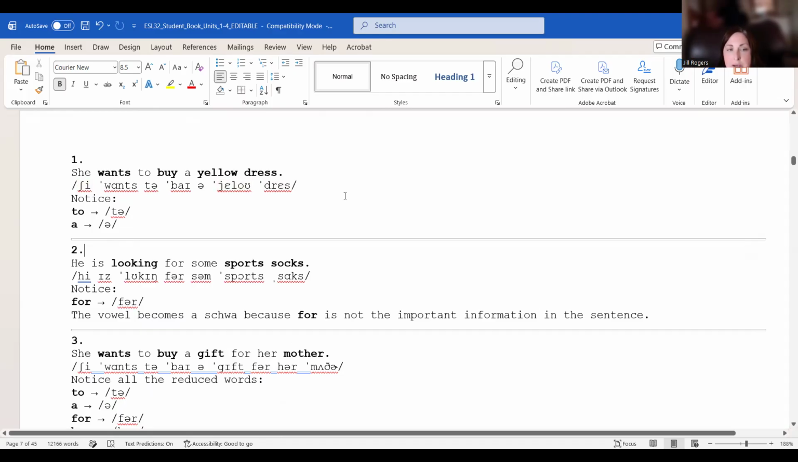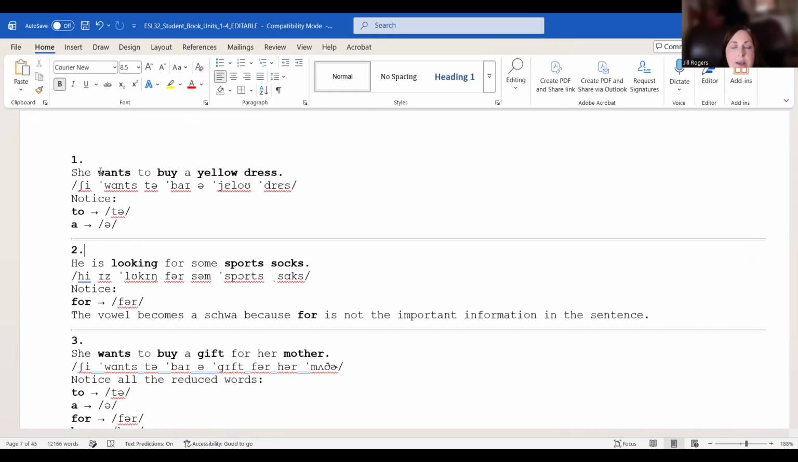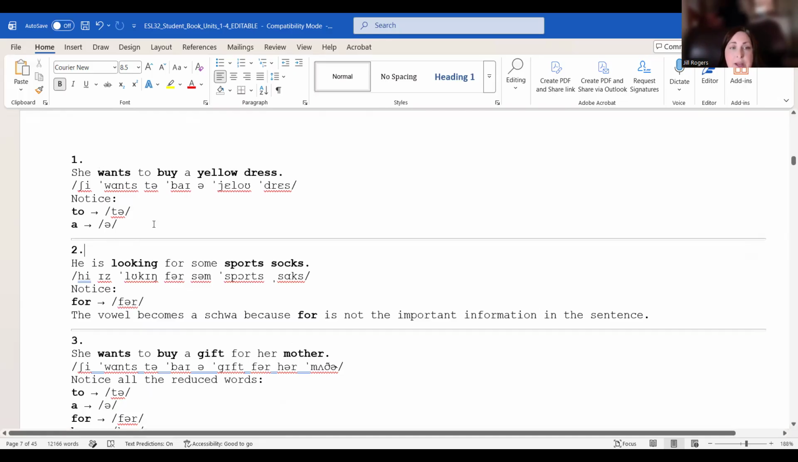So I would like you to practice this. First exaggerate: she wants to buy a yellow dress. She wants to buy a yellow dress. And then more natural: she wants to buy a yellow dress. Now, the second part is looking for that schwa. Some students say, "Hey, teacher, is it this or this?" And I say both. And they go, "Teacher." But the thing is that we can reduce any non-stressed vowel to the schwa sound.